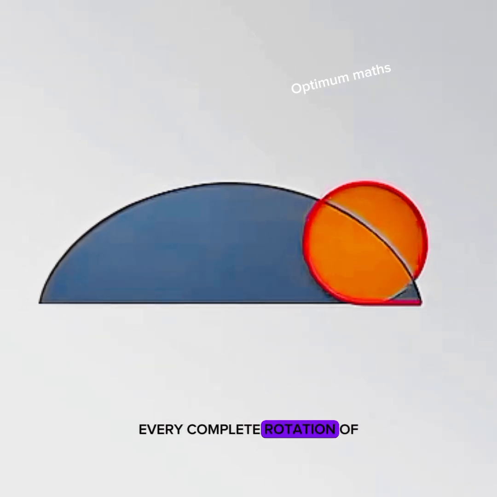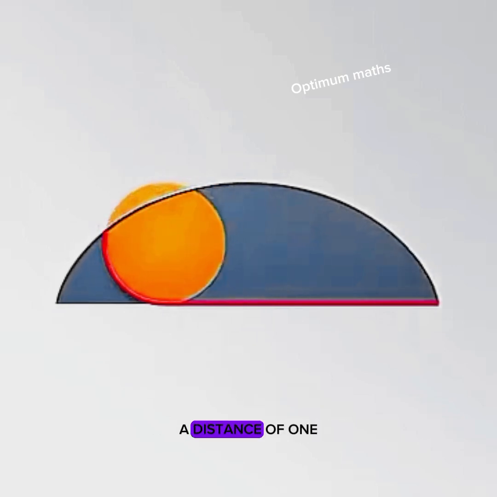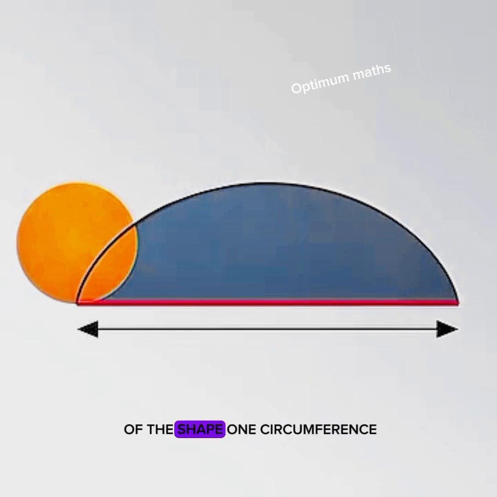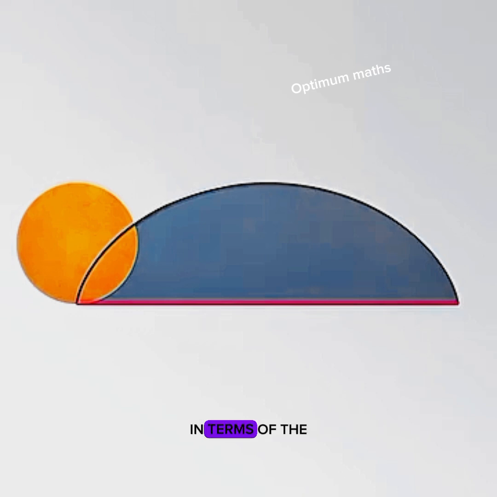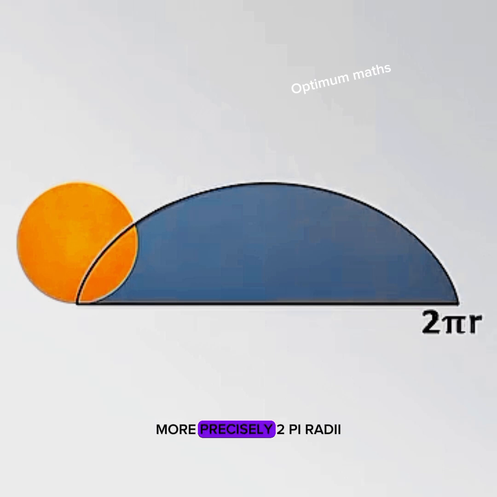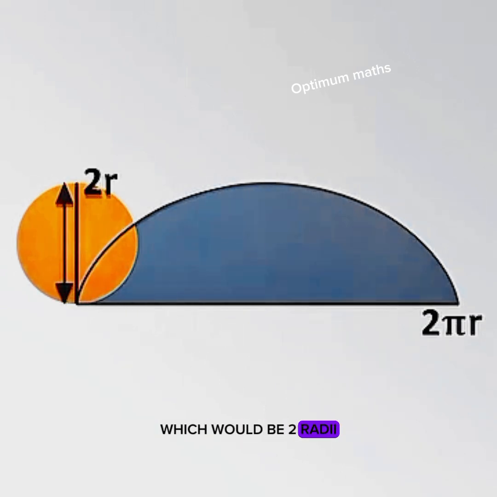Every complete rotation of a wheel takes it forward a distance of one wheel circumference. That makes the width of the shape one circumference. We can measure a circumference in terms of the circle's radius. It takes just a little more than 6 radii to stretch along the circumference. More precisely, 2 pi radii. The height of the shape is the same as the height of the wheel, which would be 2 radii.